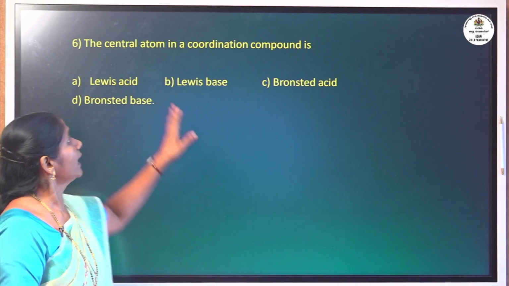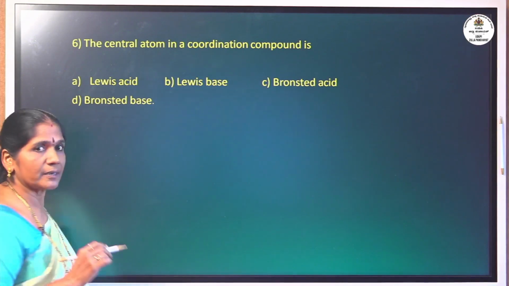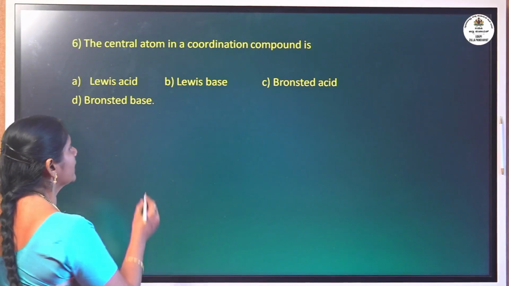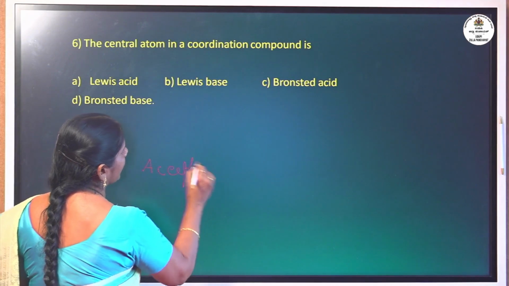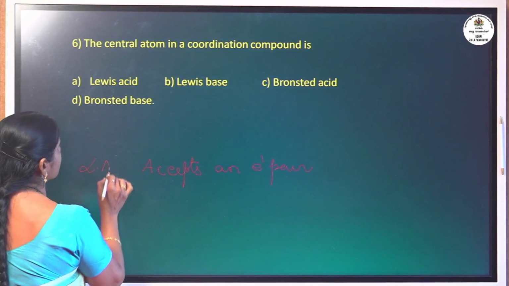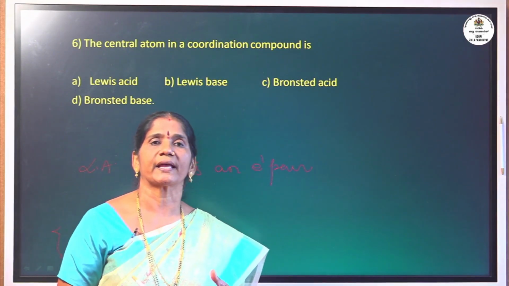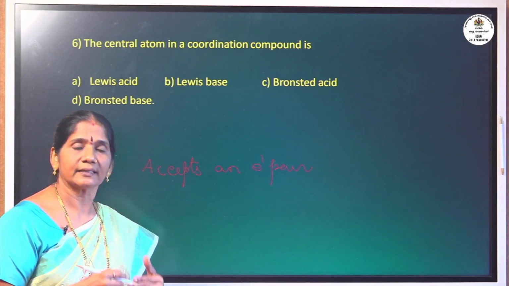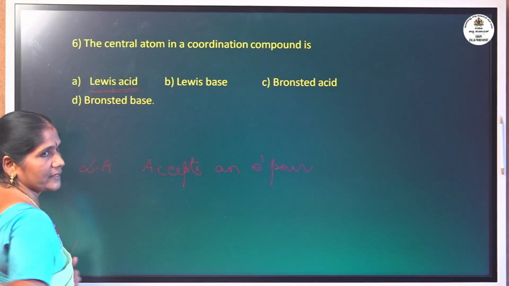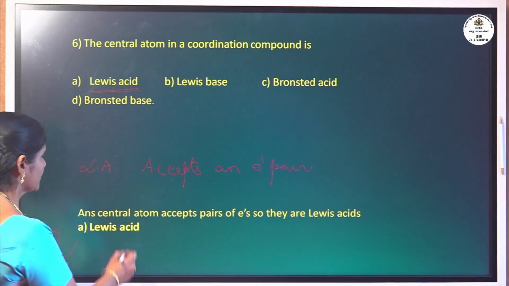Next one, the central atom in a coordination compound is Lewis acid, Lewis base, Bronsted acid or Bronsted base. Last year in chemical equilibrium, you have studied the concept of Lewis acids and bases. The one which accepts an electron pair is termed Lewis acid. Now in coordination compounds, you see the metal accepts electron pairs from the ligands. So metal atoms or ions are electron acceptors and therefore they are called Lewis acids. So the answer is Lewis acid.